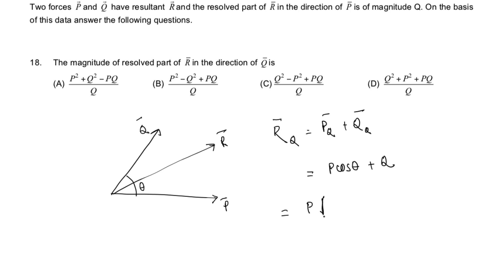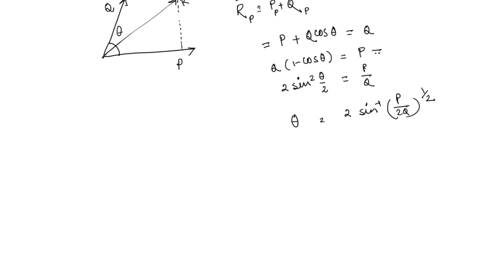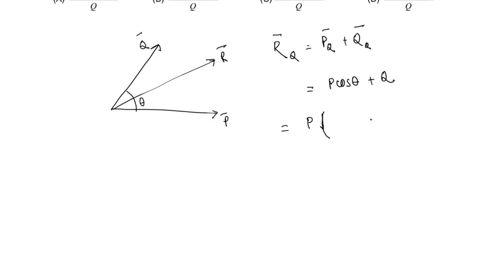But we can also find cos theta from this calculation, right? You can see from here we can say that cos theta is equal to 1 minus P by Q, isn't it? So 1 minus P by Q is cos theta, and I can put the value directly here. P into 1 minus P by Q plus Q.